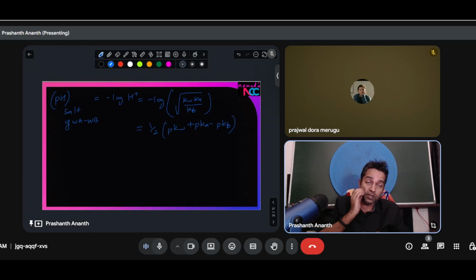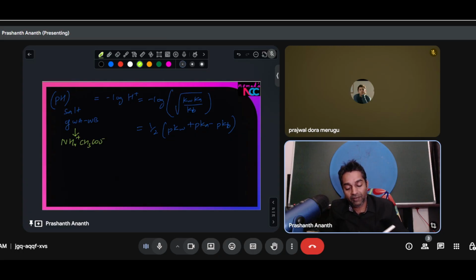This is the pH of the salt of weak acid, weak base. But it is not the pH of any kind of salt. It is the pH of something where you are going to be having equal concentrations, something like NH4+ CH3COO-. Meaning, if you are not having equal concentrations, this will not work. So, both of these should effectively give out the same concentration.